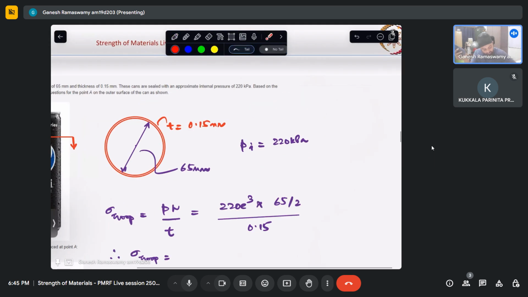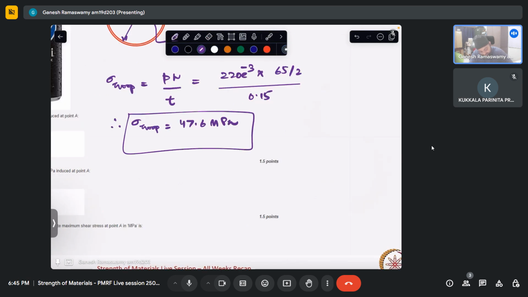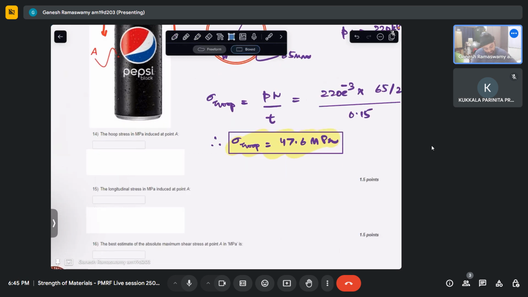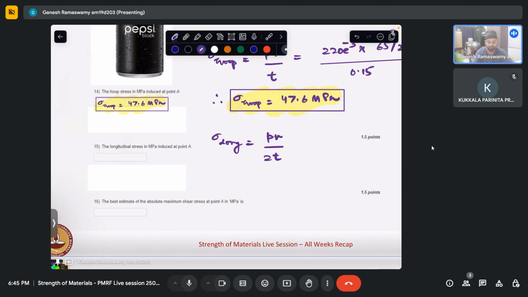Now we have to represent that in MPa. So this will be 220 into e power minus 3. We have to go this way rather than that way. Into 65 by 2 by 0.15. So this comes out to be 47 MPa. So the Hoop stress is 47.46 MPa. Now the longitudinal stress is PR by 2T, which is half of this quantity. So I can clearly see from here that it is 23.83.